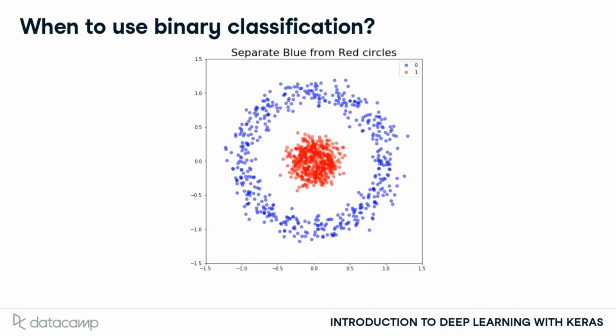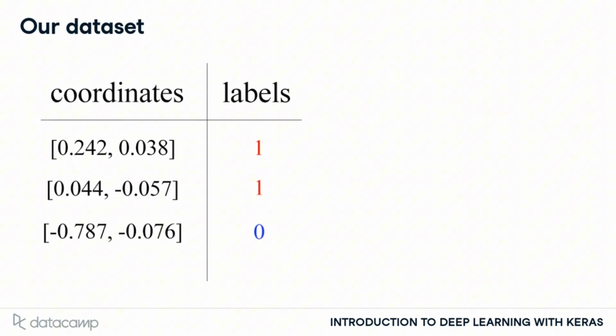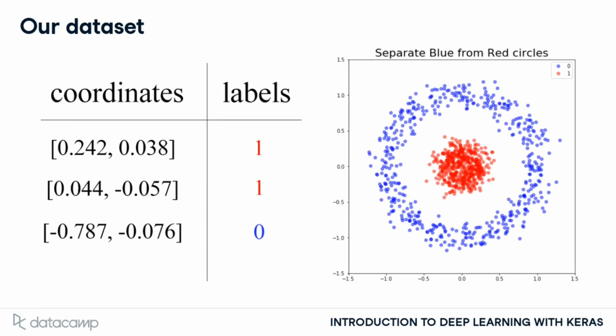You will use binary classification when you want to solve problems where you predict whether an observation belongs to one of two possible classes. A simple binary classification problem could be learning the boundaries to separate blue from red circles as shown in the image. The dataset for this problem is very simple. The coordinates are pairs of values corresponding to the x and y coordinates of each circle in the graph. The labels are 1 for red circles and 0 for the blue circles.